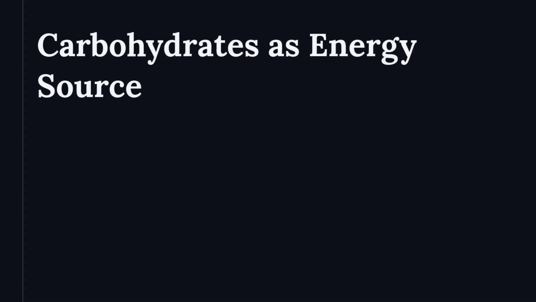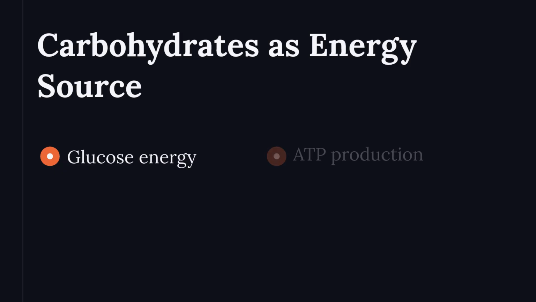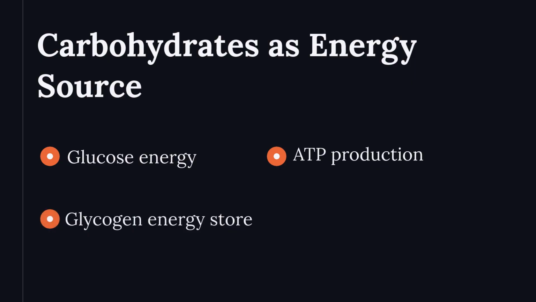Carbohydrates are the cell's main energy source. Glucose undergoes cellular respiration to produce ATP. Glycogen serves as a short-term energy store. Cellulose forms the structural framework in plant cell walls. Carbohydrates are also important for cell recognition.